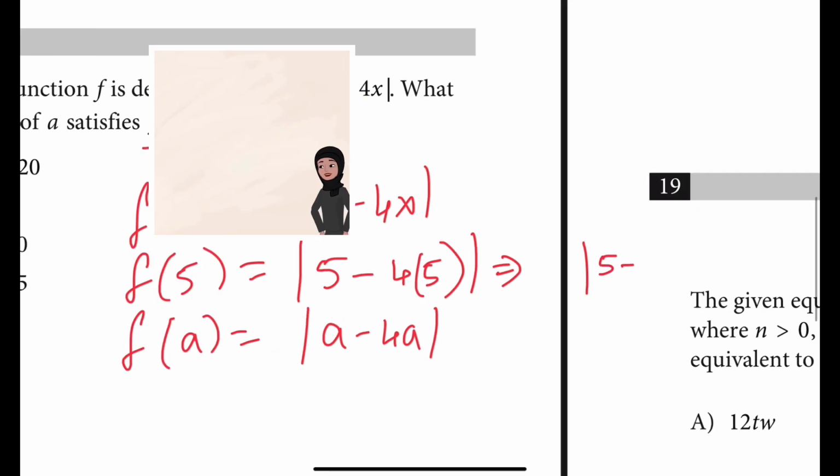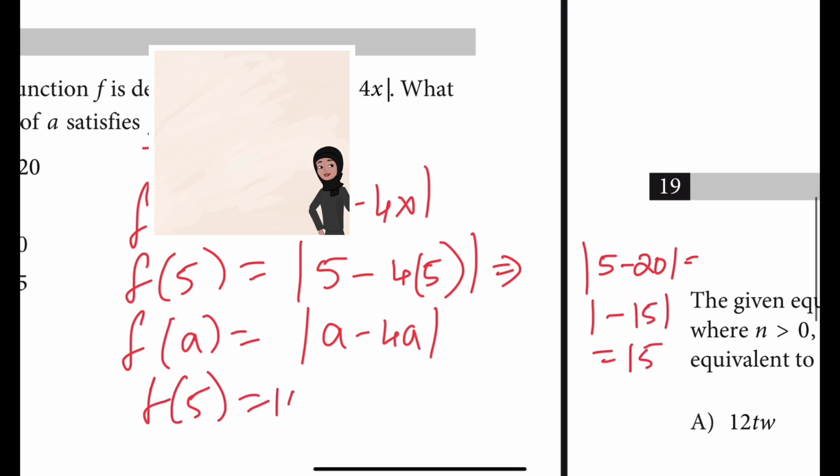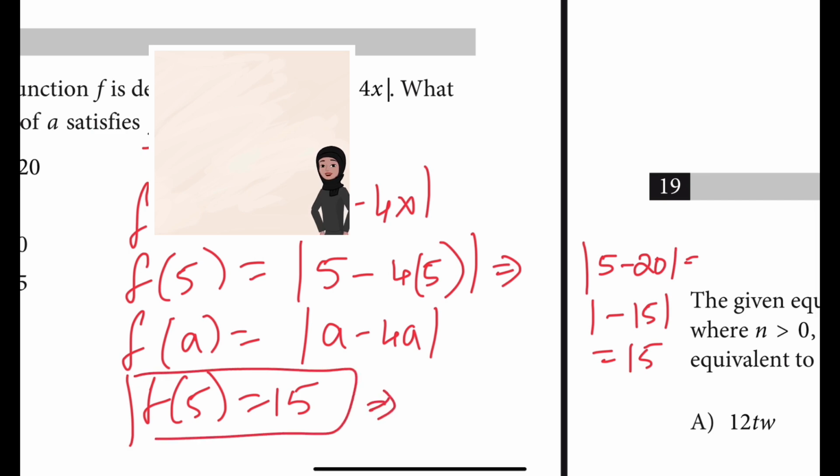Now, after we simplify the first one, f of 5, this will simplify to absolute value of 5 minus 4 times 5, which is 20. So we will get absolute value of negative 15, which is nothing but 15. That means f of 5 is equal to 15. We got one value, and after that, the second one also we can simplify. Inside the absolute value sign, a minus 4a is absolute value of minus 3a.